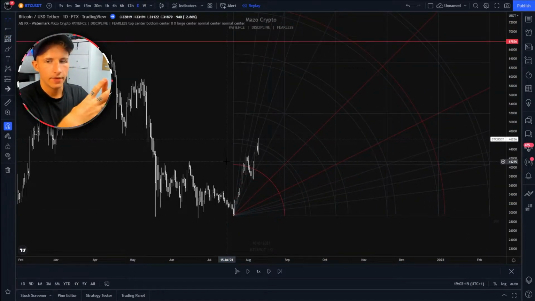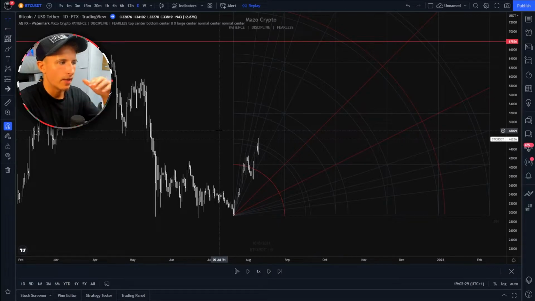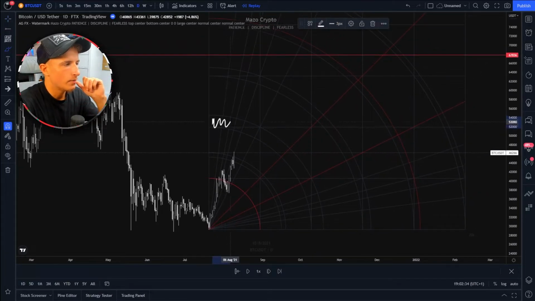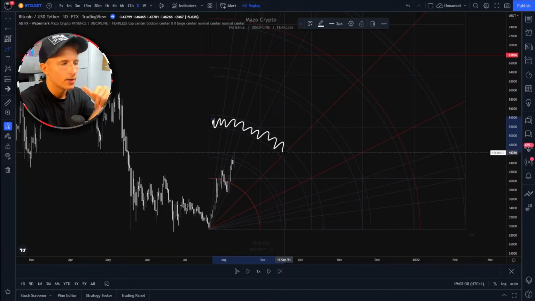Now the next step for you guys to do is to understand how to use this tool in the future. Now the overall use case of this tool is basically resistance based on time. And what do I mean by that? Basically anything that comes into this box right here is going to be resistance on time. So the price could go like this and then spike up and then go down. Basically this acting as resistance.